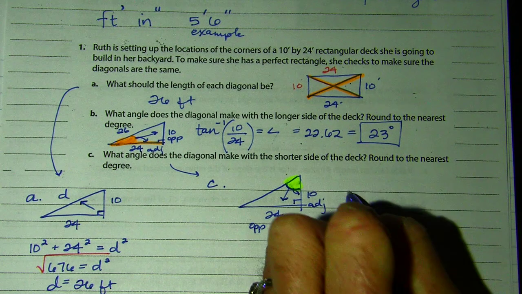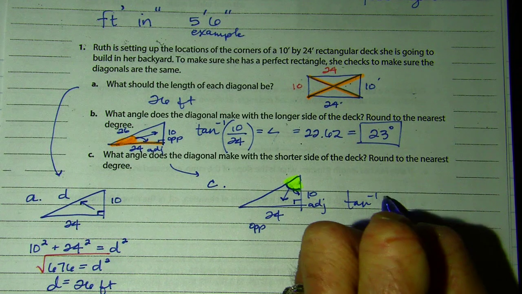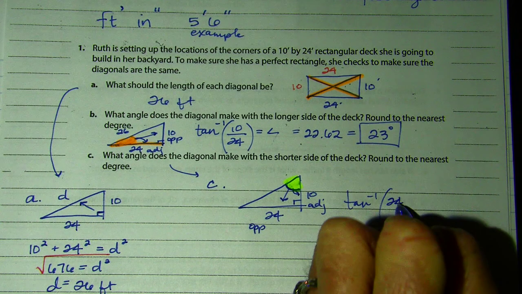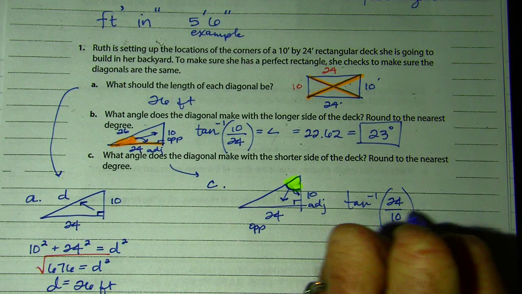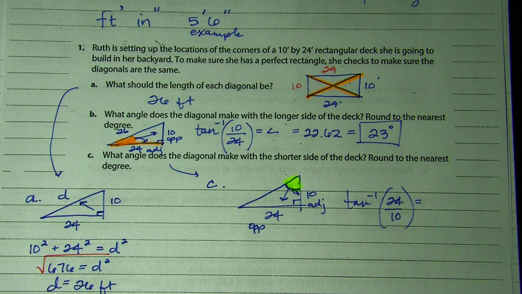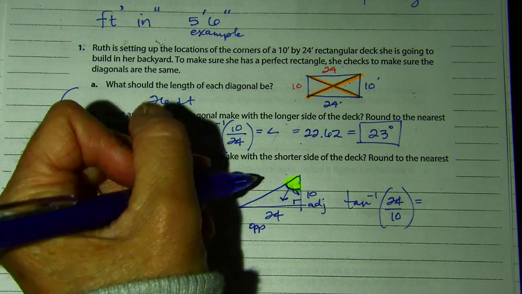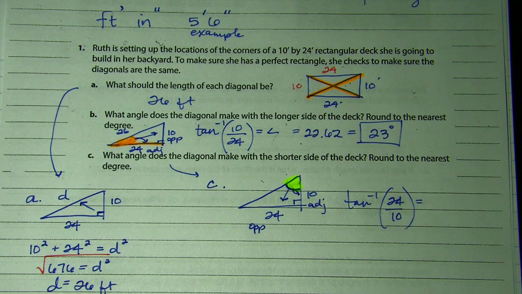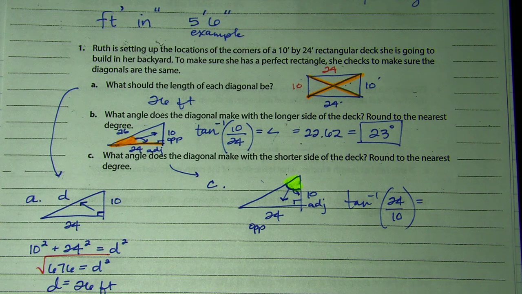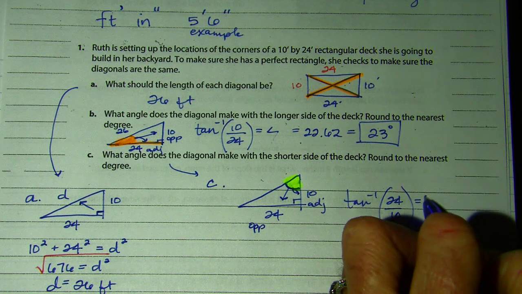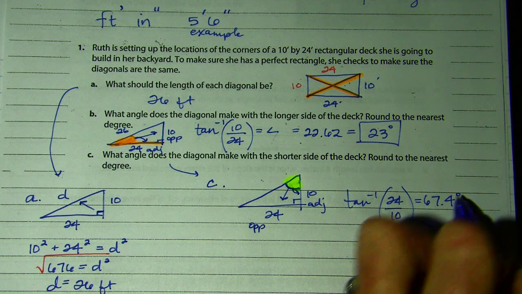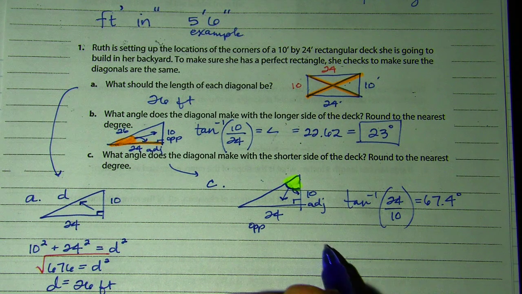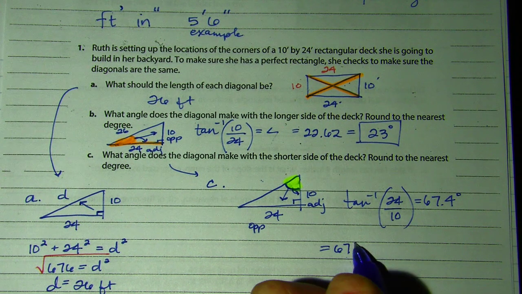So I'm still using tangent inverse, but this time it's 24 over 10. Right? I'm not using my hypotenuse. I'm just using the legs. So second tan inverse, 24 divided by 10. I got an angle of 67.4 degrees, and it said round to the nearest degree, so 67 degrees.